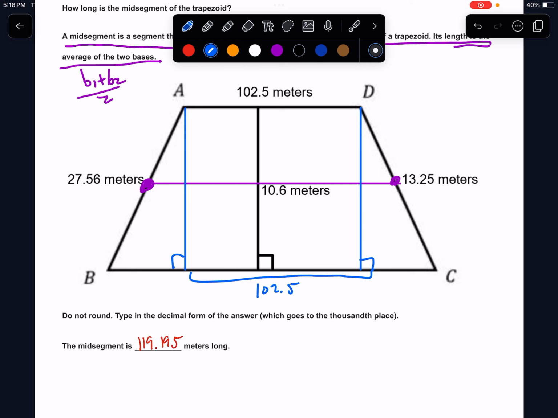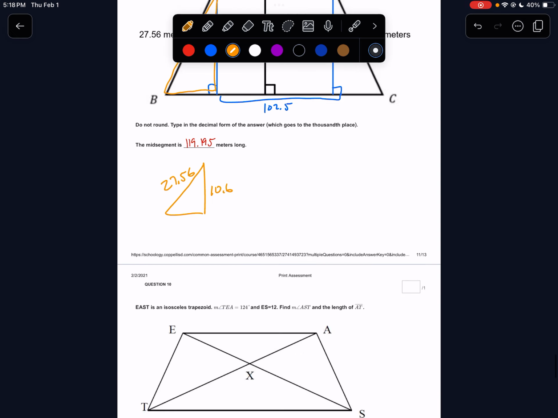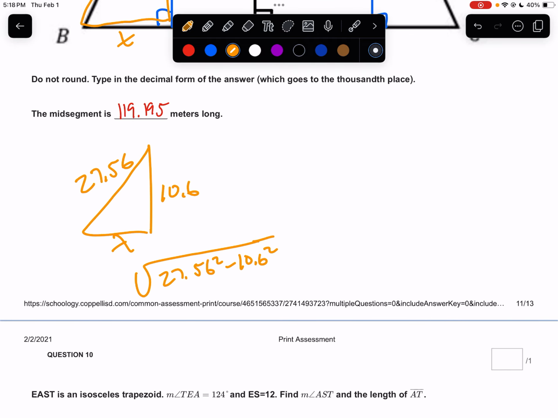Now the key here, and I'm getting real messy, I'm actually going to erase my mid-segment for a second because it's hard to see, is this height is 10.6 on both pieces. So if these are both 10.6, we're going to work on two separate right triangles. We got the left right triangle, I'm going to draw it down here, where you have 10.6 and 27.56. So can I call that little piece x? That's going to be the square root of 27.56 squared minus 10.6 squared. I'm just going to leave it like that and let that sit for a second.